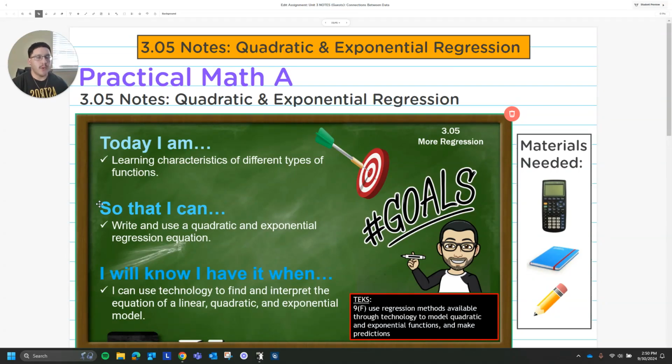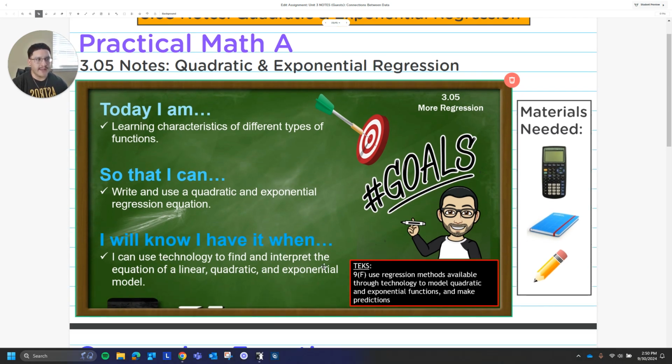This is section 3.05 from Unit 3 Notes, Quadratic and Exponential Regression. Today I am, as in you are the student, learning characteristics of different types of functions so that I can write and use quadratic and exponential regression equations. I will know I have it when I can use technology to find and interpret the equation of a linear, quadratic, and exponential model. The specific TEKS we're looking at for today's lesson is 9F.